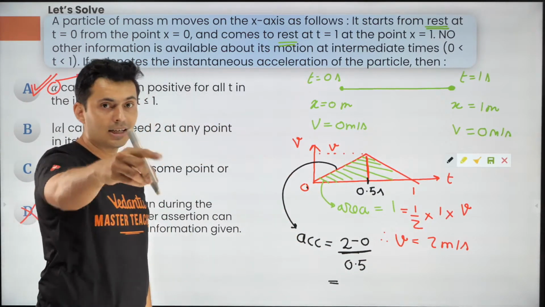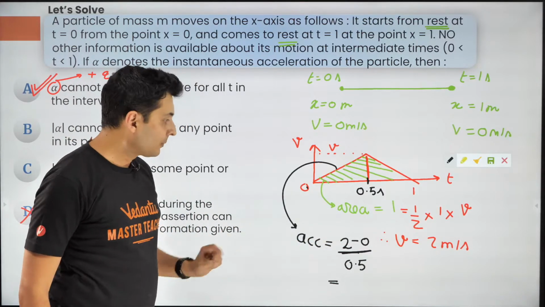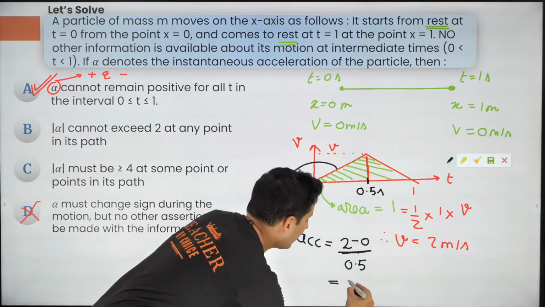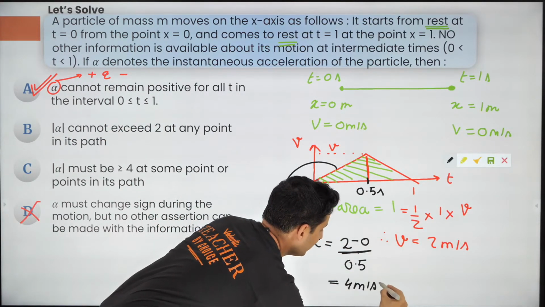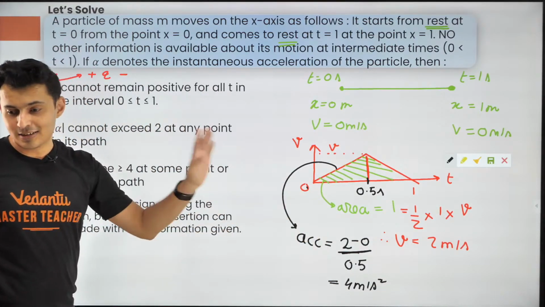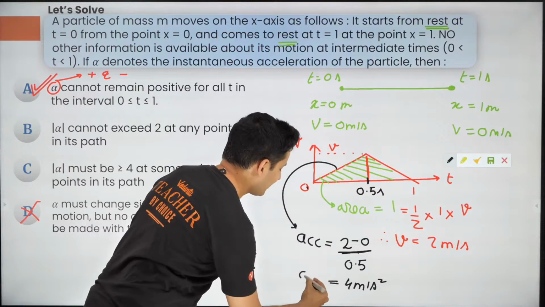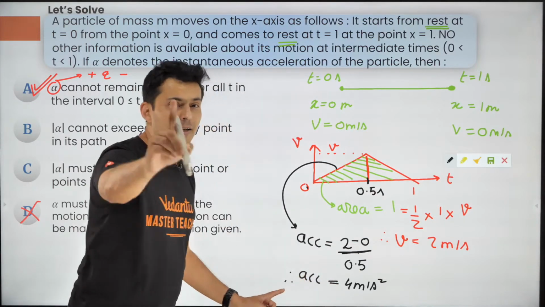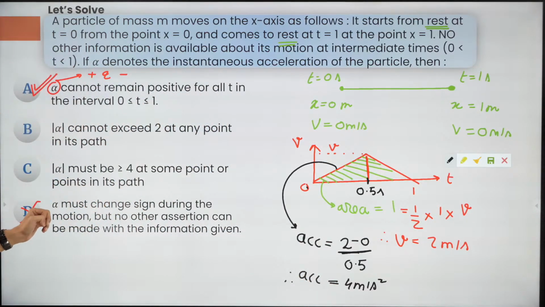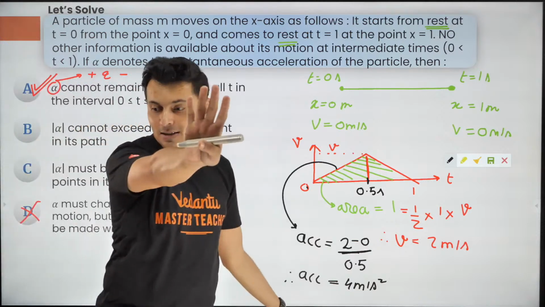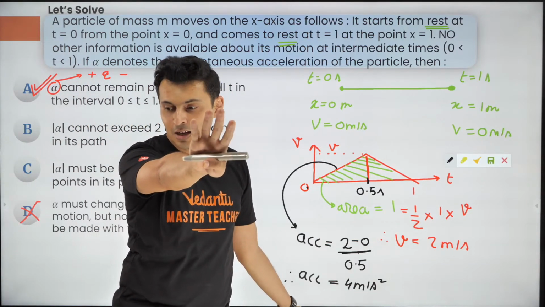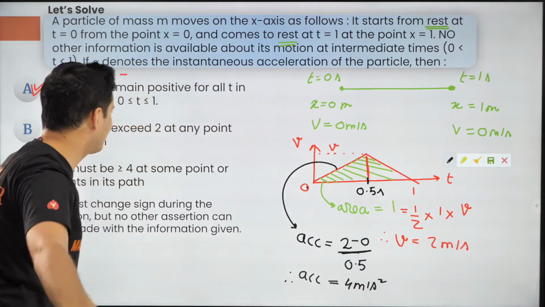I hope you can see that. It is divided by 0.5. Now 2 divided by 0.5 is how much? 4 meters per second square. Do you see that? 4 meters per second square is the value of acceleration. That means the acceleration can be 4 meters per second square for sure.